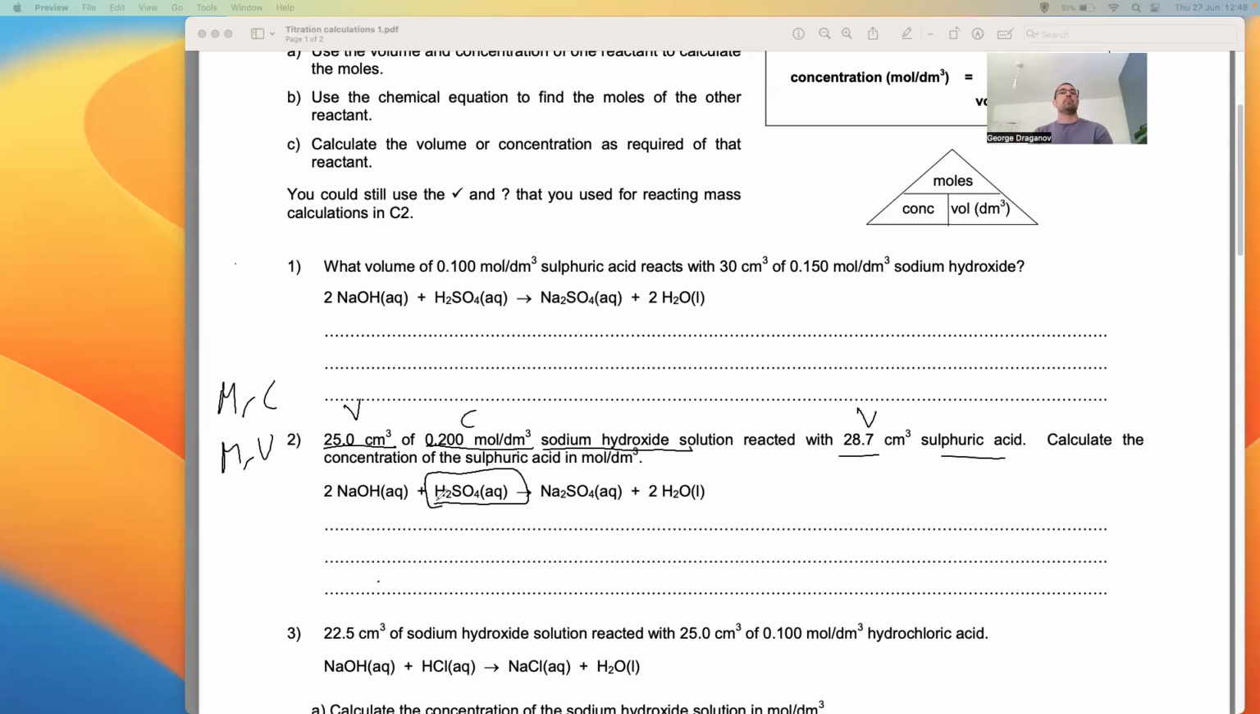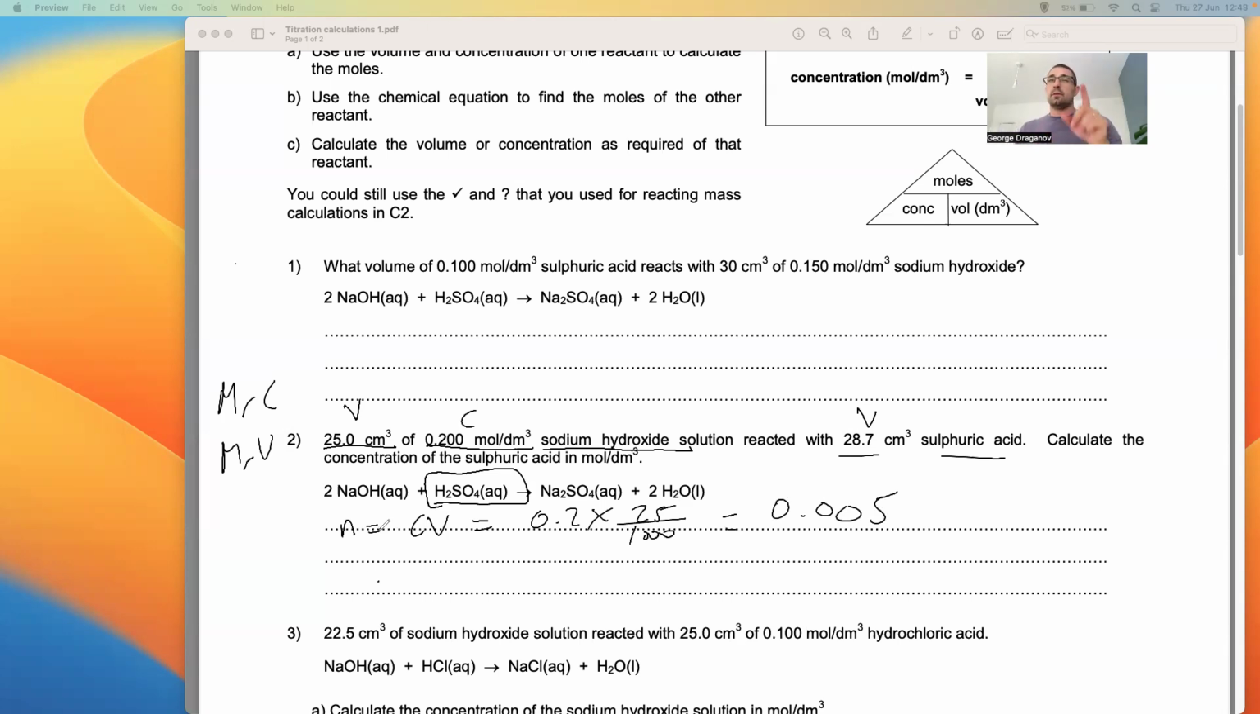So step 1, moles. Moles equals CV. This is the new formula we learned in the previous part. So C 0.2. Now V is 25 over 1,000 because it has to be in decimeter cubed. That will then give you moles. So if I put that into my calculator, 25 divided by 1,000 times 0.2, we get 0.005, or 5 times 10 to the minus 3.